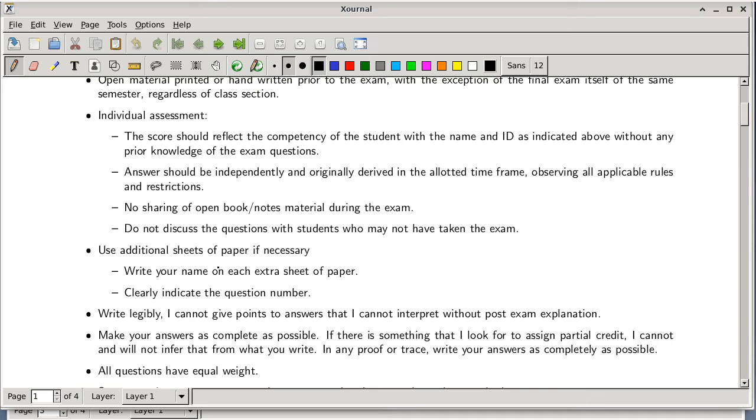Use additional sheets of paper if necessary. Typically, for every test, I give you space to write your answers, and sometimes it is sufficient and sometimes it is not. So just to be sure, bring some extra sheets of paper with you. Regular binder paper is fine. Plain copy paper is fine too. So just use common sense. Whatever you usually write your notes on is probably okay.